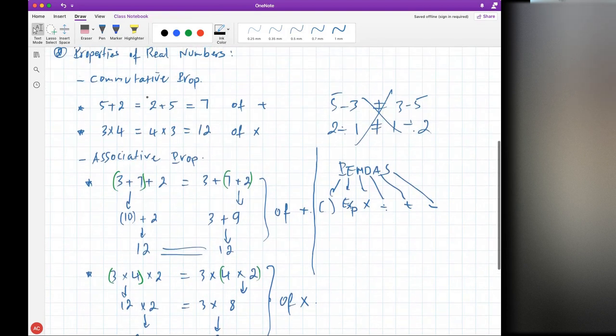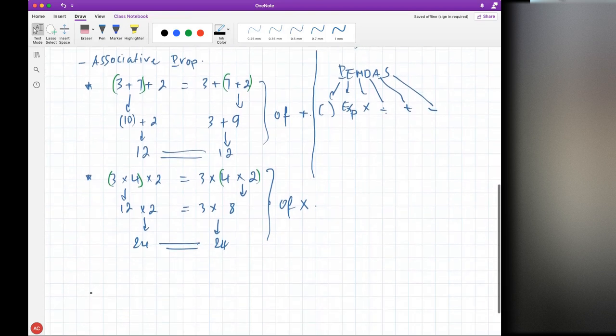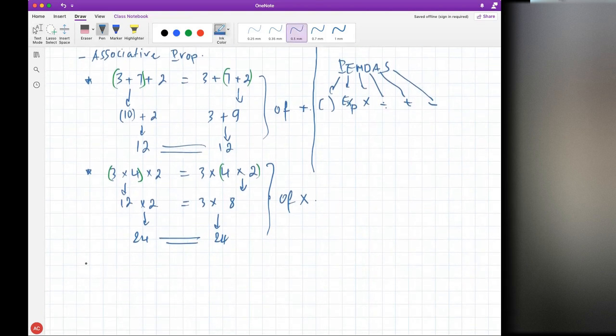That's all it does. So we have commutative, associative. Next one is called the distributive property.